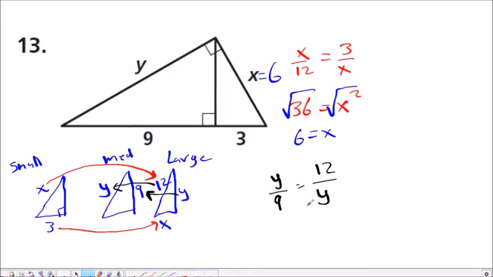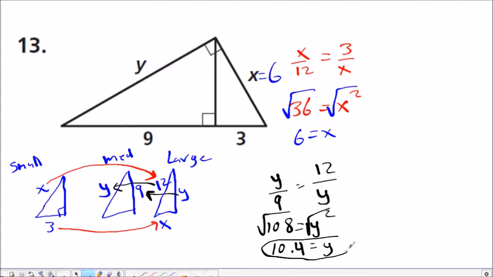And now we're going to do some cross multiplying. So 9 times 12, when you do that, you get 108. And that equals y times y, that's y squared. And then we're going to take a square root of 108. I'm going to do that on both sides, actually. And I'm going to round off my answer for you here. And what I get when I do that is 10.4. Okay, so we wanted to find x and y, and that's it.